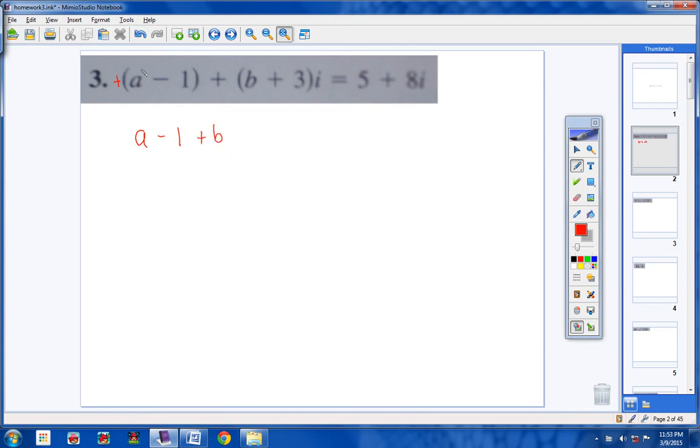I made a mistake, sorry students. There is a positive sign here in front of this parentheses. There's also an I right here. Now my advice to you is to put the I right here. It's easier to see that you're multiplying it through, okay? So that's my suggestion to you.